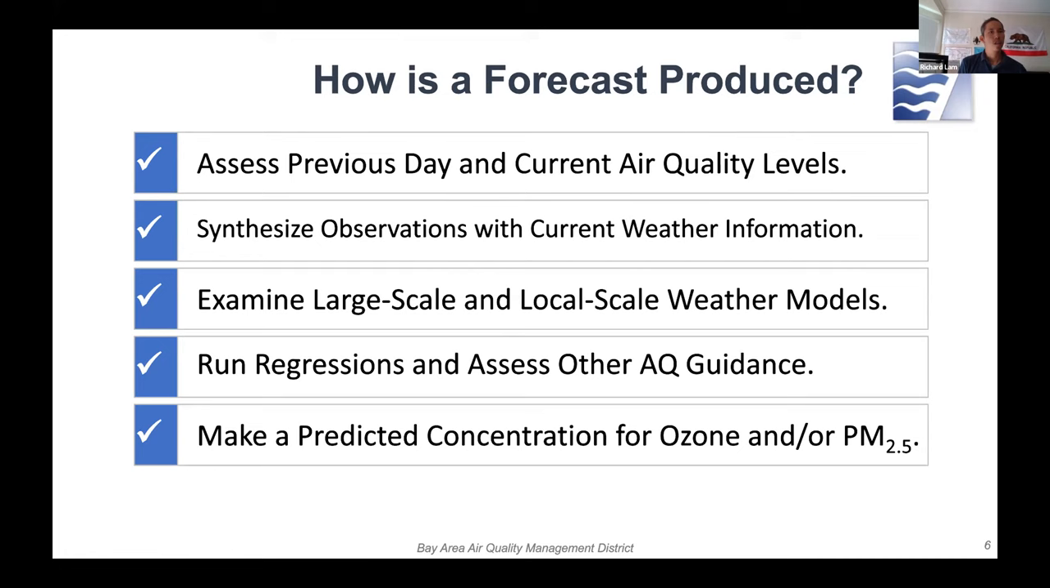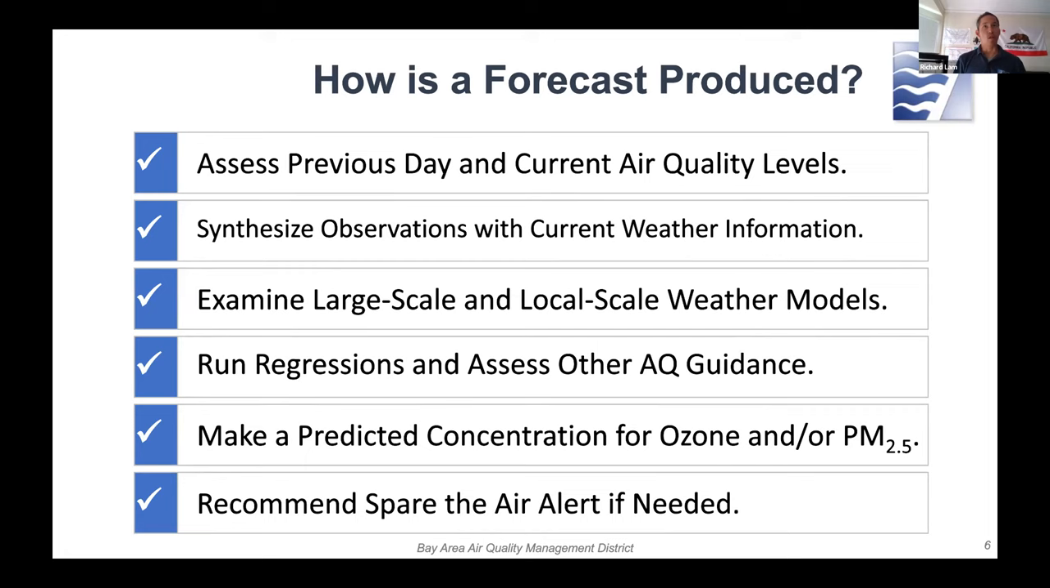So there are multiple steps to forecast air quality. First, we need to know what happened in the past. So we look at how the air quality was doing yesterday or the day before, and then also what it's doing now. So for example, for today, it was pretty good yesterday and today, other than some very high smoke from the Oak Fire from way above us, but that's not really impacting us. And then we have observations from weather stations across the whole world that give us what is going on with the wind flow across the Bay Area.